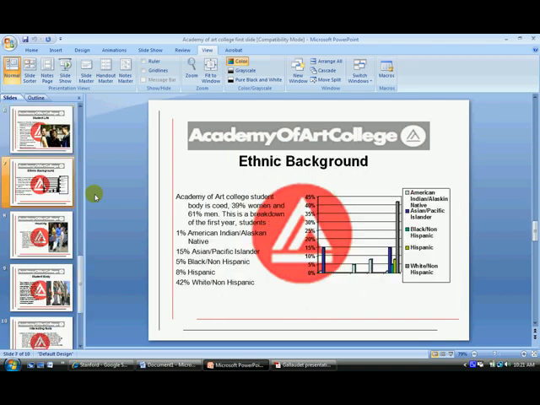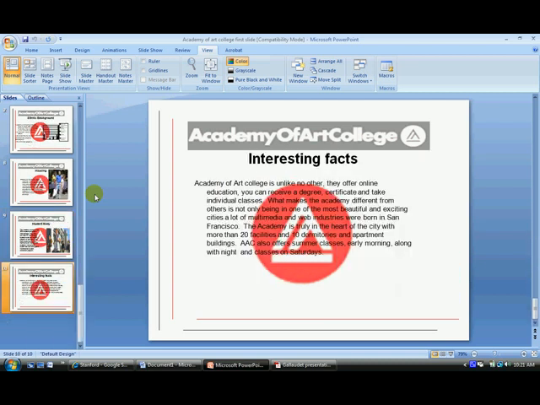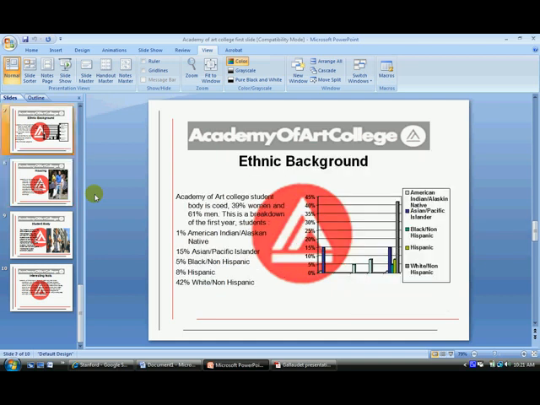Name of the school. The college. Okay, the name of the school is predominantly displayed. What else? Each group of information has its own slide, and that's very, very important. Today you guys are going to be making an outline of your presentation, so that you can organize your information. I'm going to show you how to do that in just a few minutes.